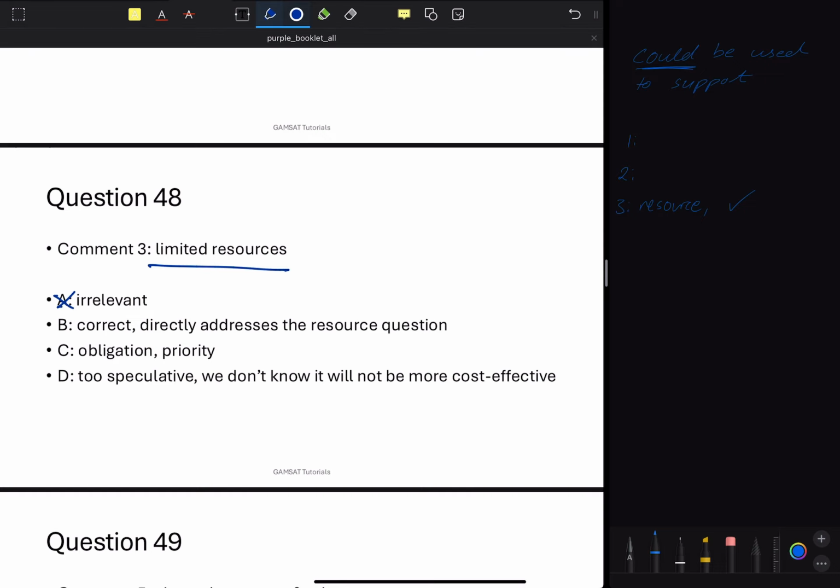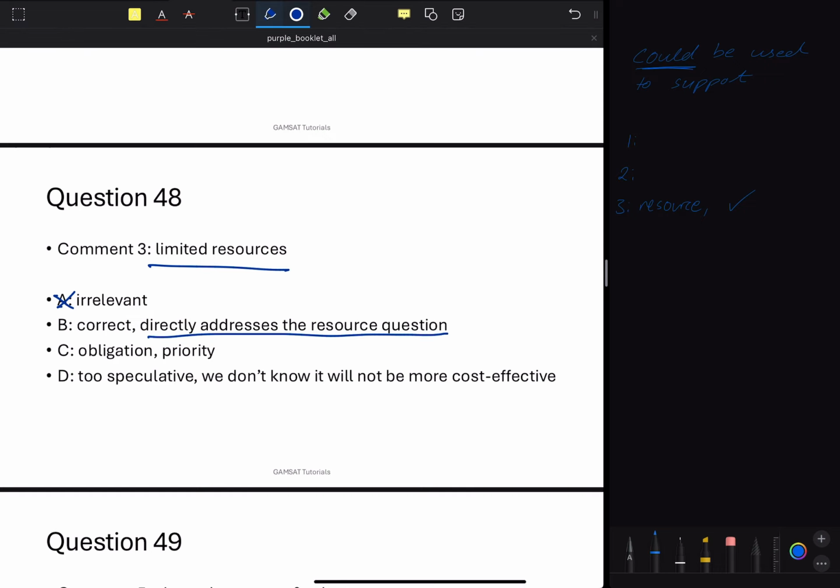This is correct because it directly addresses the resource question, okay? It's directly saying, okay, cool, we save a lot of money by not caring for severely disabled infants. Where is that money going to go? We have no idea. There's no guarantee. Do you see how that's directly countering the resource argument?